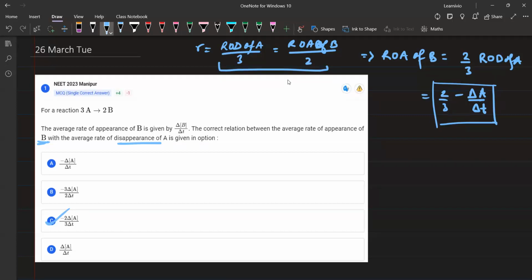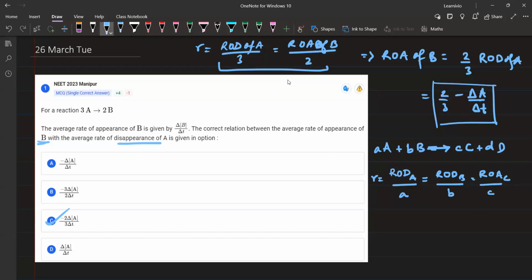Okay, so for example, if I have a reaction like this, aA plus bB gives cC plus dD, where small a, b, c, d are stoichiometric coefficients. For this type of reaction, I can write the rate of reaction is equal to the rate of disappearance of A divided by the stoichiometric coefficient a. It will be equal to rate of disappearance of B divided by b. This will be equal to rate of appearance of C divided by c. This will be equal to rate of appearance of D divided by d.